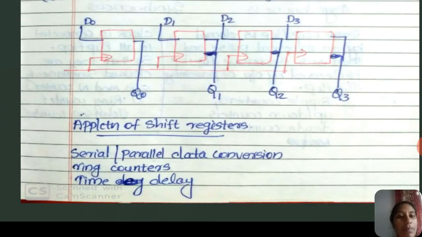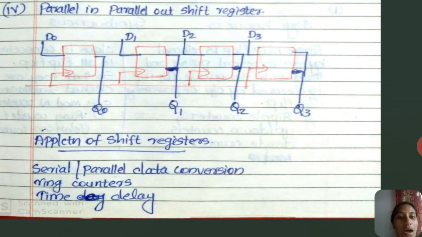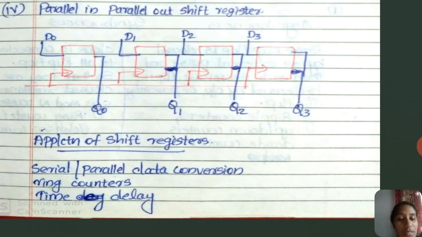And you can see the applications of shift registers are serial to parallel or parallel to serial data conversion, and they are used in ring counters and for time delay purposes. This is all about master slave JK flip flop and shift registers.